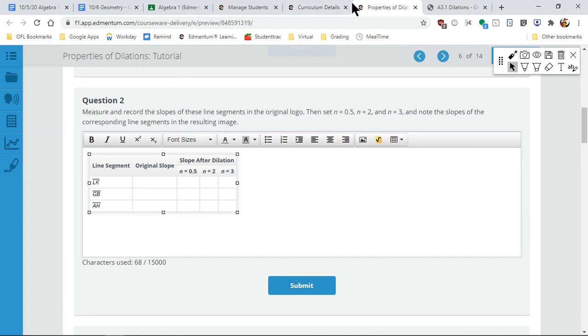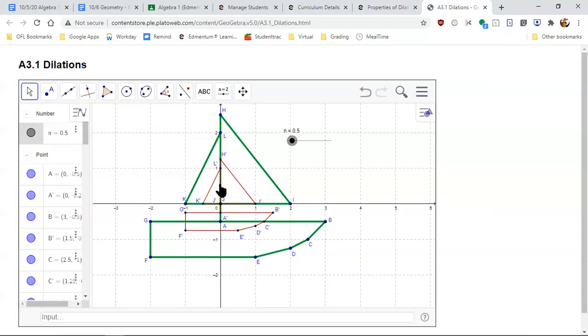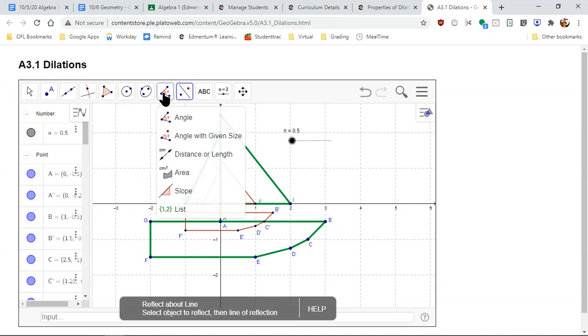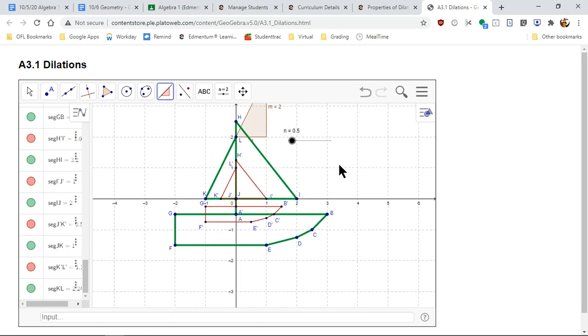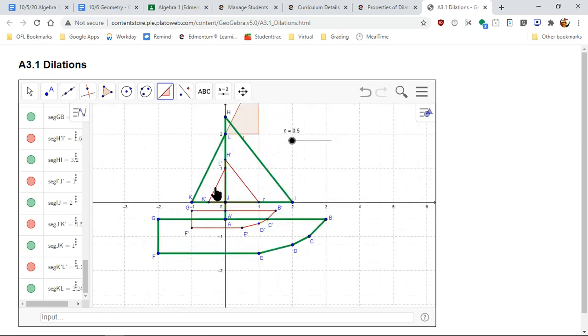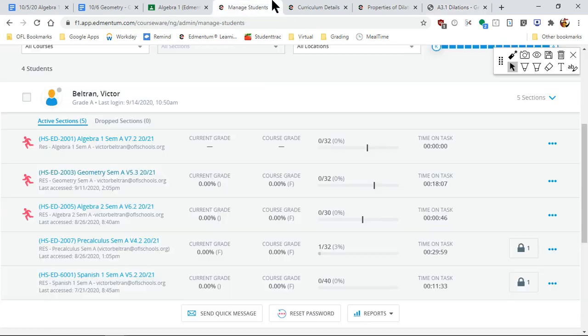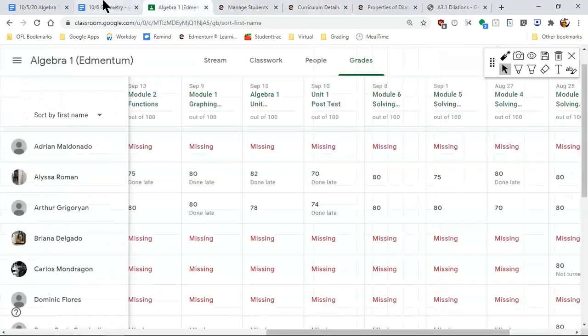So the original slope for LK. Let's click slope. Where is slope? There it is. And we're going to do LK. So the original slope is 2. And then the new slope is also 2. Okay. So looks like the slope is the same.